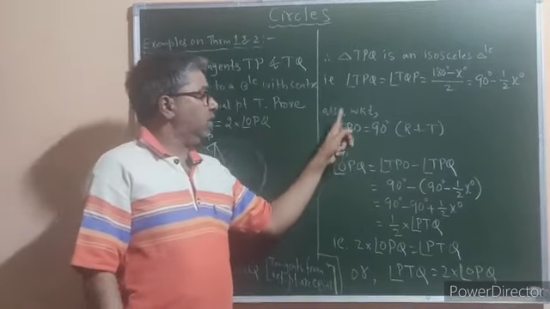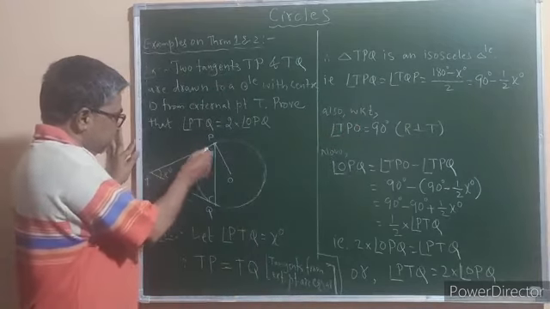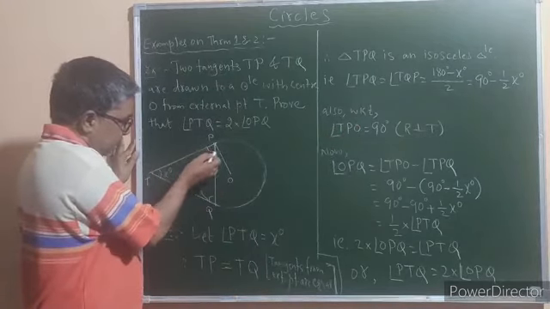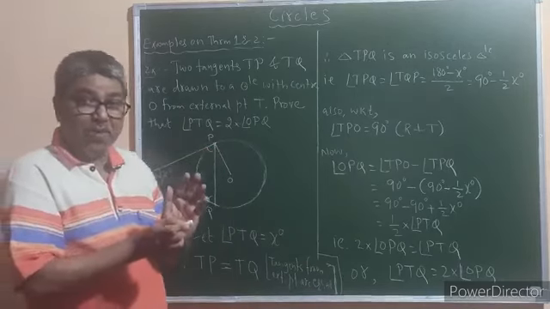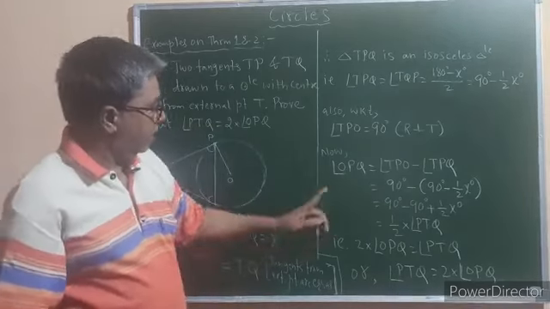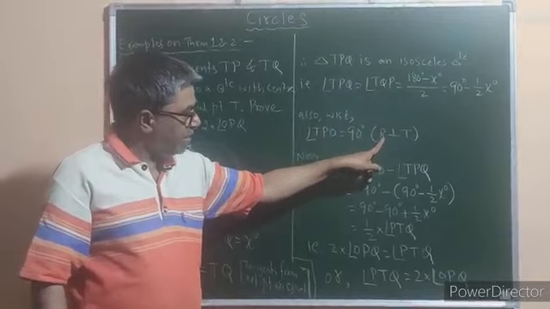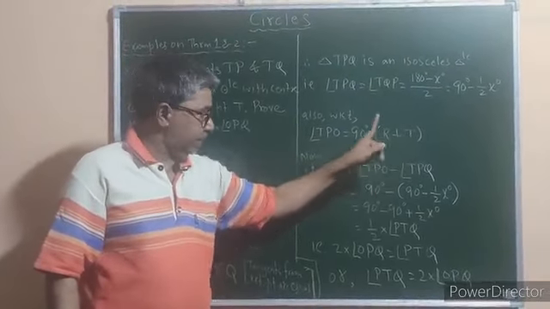Also we know that angle TPO, this full angle, is 90 degrees because of theorem number 1. Radius and tangents are perpendicular to one another. Angle TPO is equal to 90 degrees because the radius is perpendicular to the tangent.